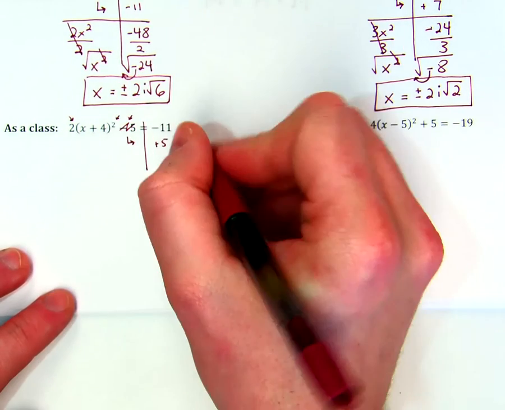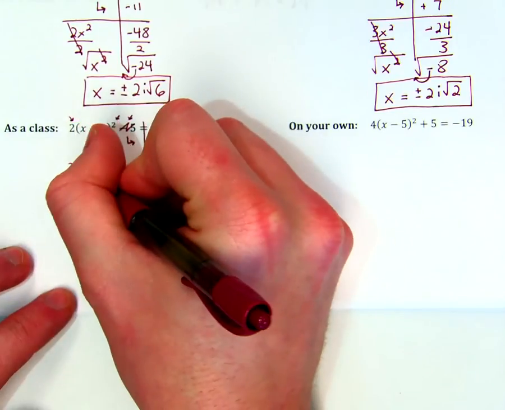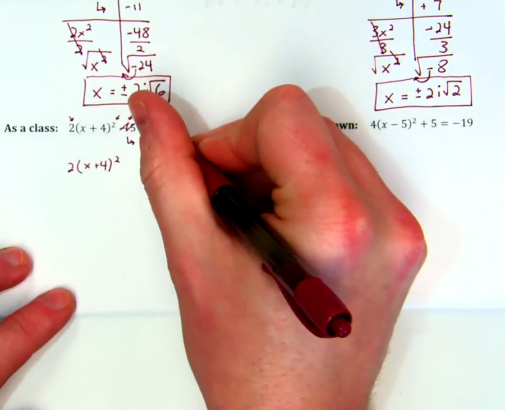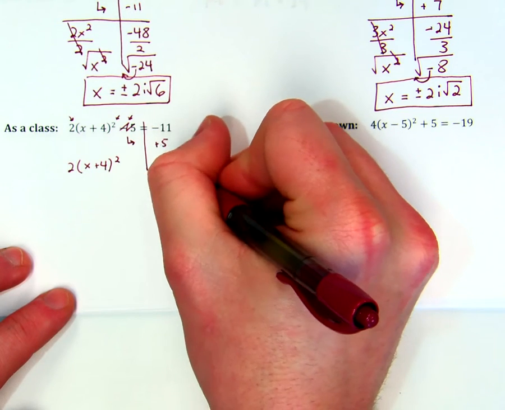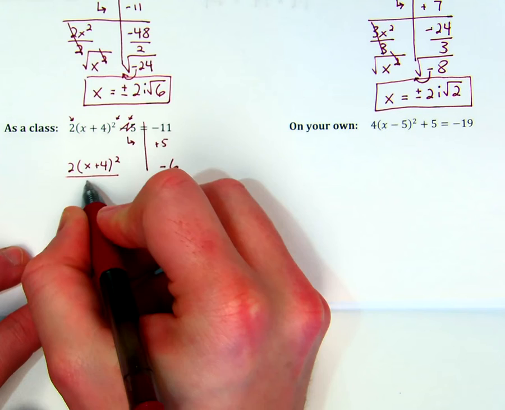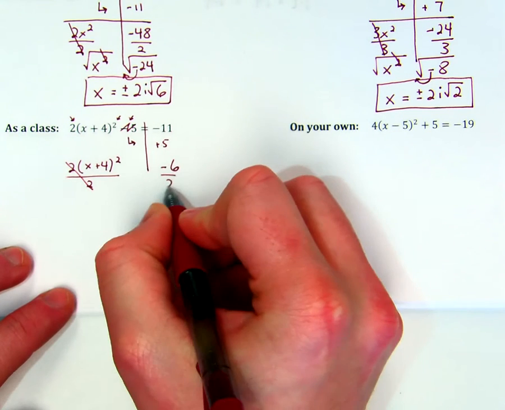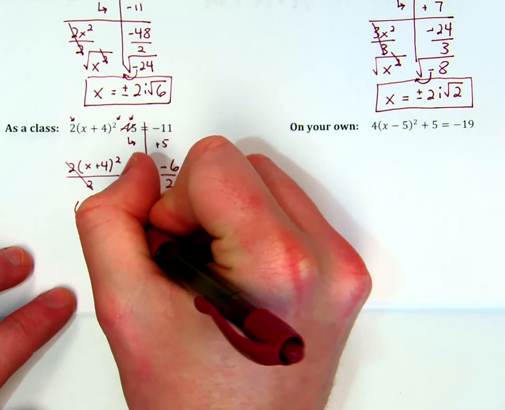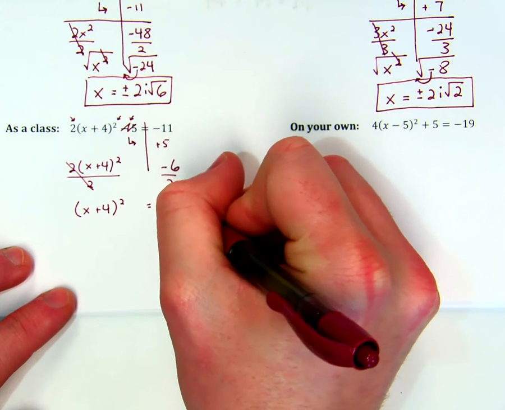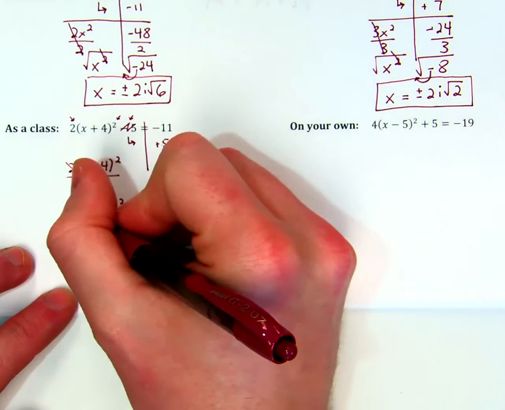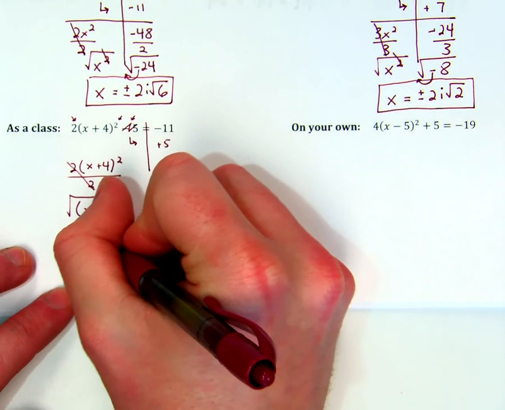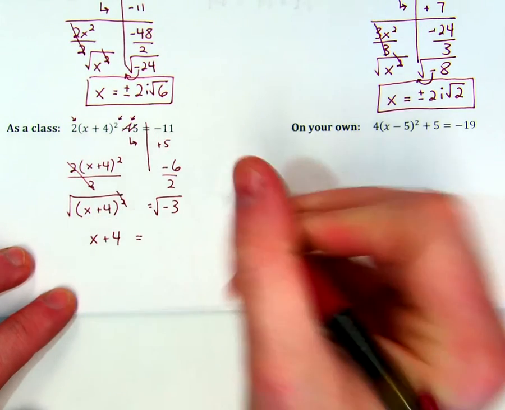The minus 5 disappears on the left, and we end up with 2 times (x plus 4) squared equals negative 11 plus 5, which is negative 6. Next we undo the times 2 with a divide by 2, and we'll find that (x plus 4) squared equals negative 6 divided by 2, which is negative 3. We'll undo the exponent 2 with a square root and find that x plus 4 equals the square root of negative 3.